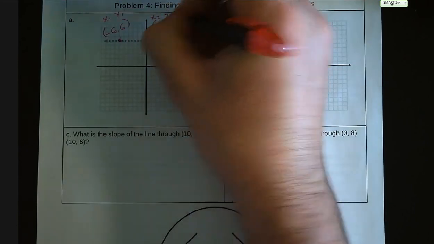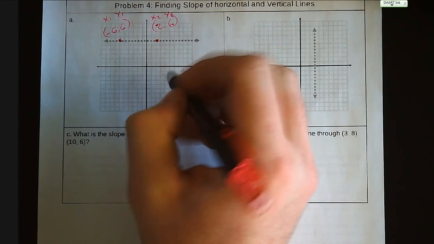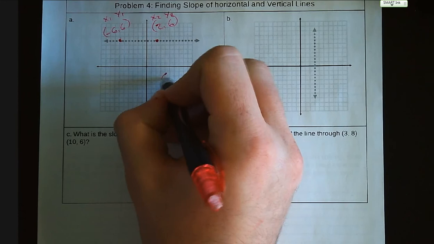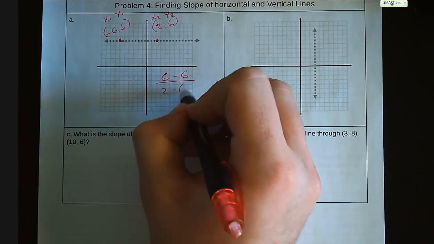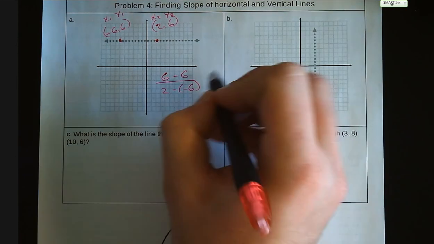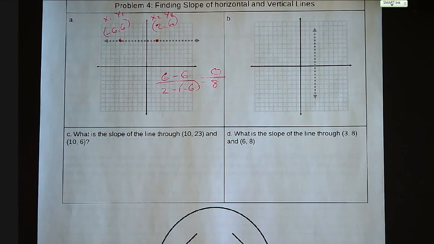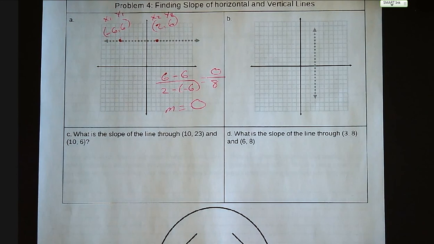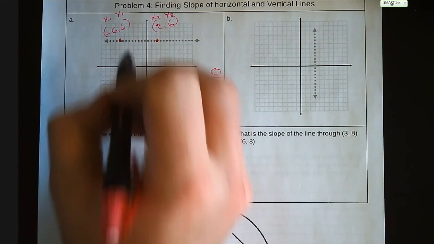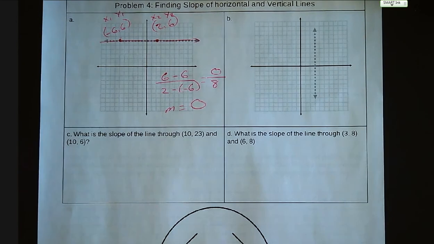And now we find our slope. We can use the equation if we want to. So 6 minus 6 over 2 minus negative 6. So we have 0 over 8. Zero divided by anything is just 0. And we can see this. What is my rise? My rise is 0. I didn't go up or down at all. And I went to the right 8. So it'd be 0 over 8, which is 0.